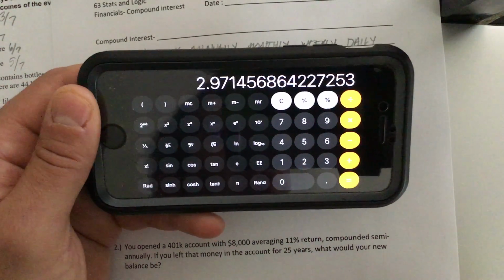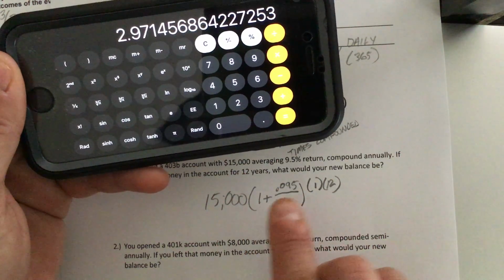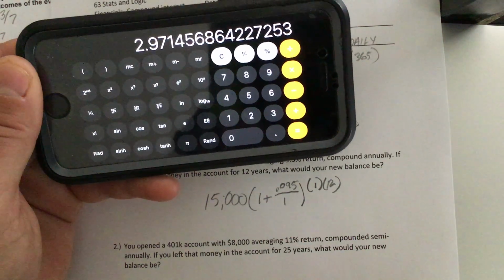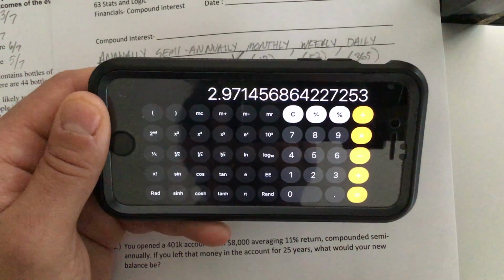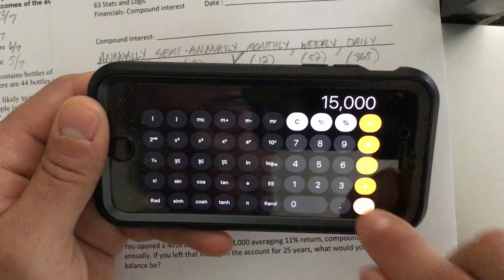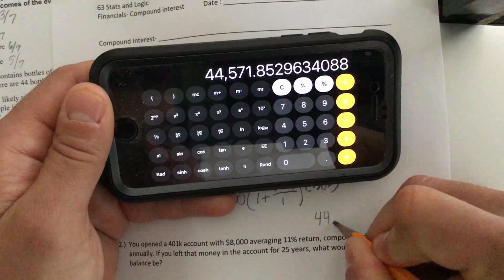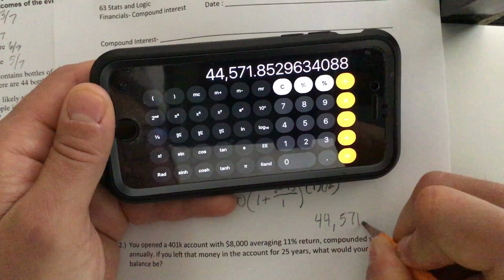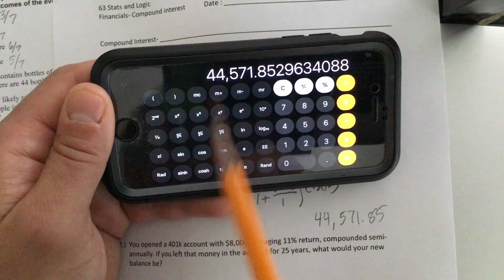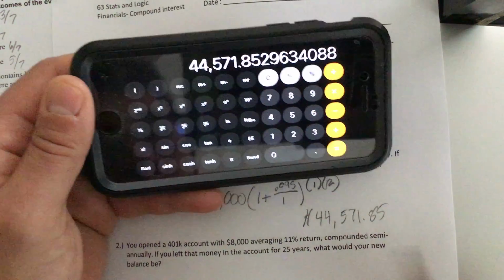Hit equals, boom. That's what all this is right here. 1 plus 0.095 divided by 1 to the 12th power gives you that 2.97 blah, blah, blah, times 15,000. Boom. You end up with a new total of $44,571.85. The one nice thing about these cell phone calculators, that's sweet when they give you the comma. Just letting you know.